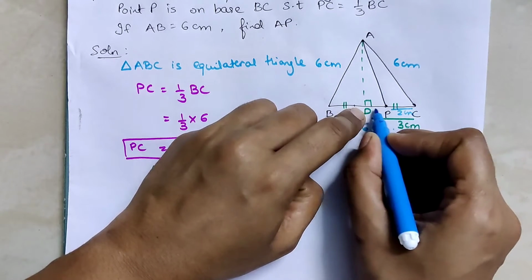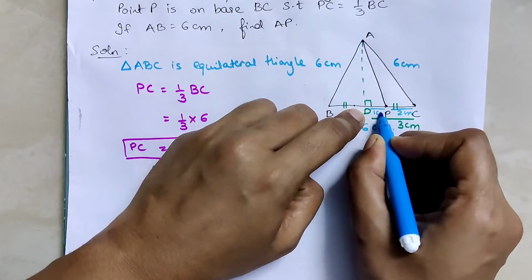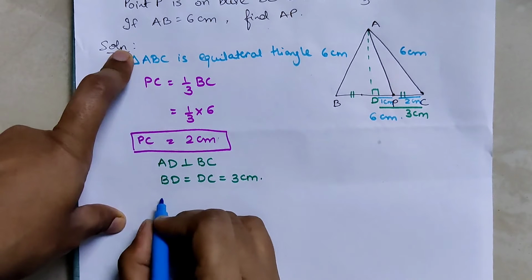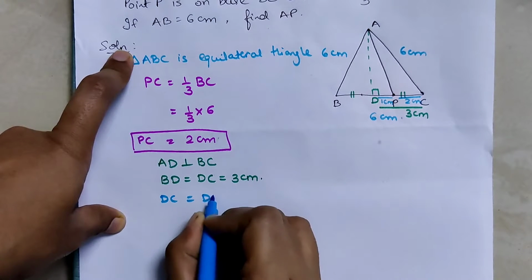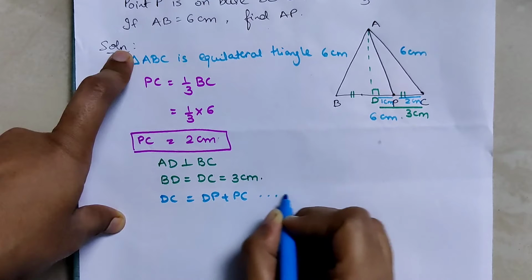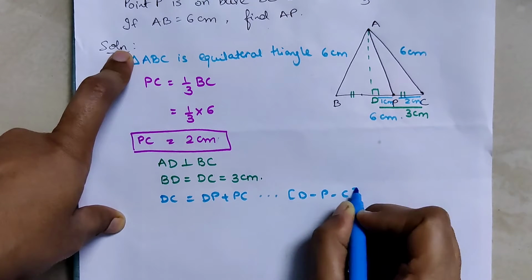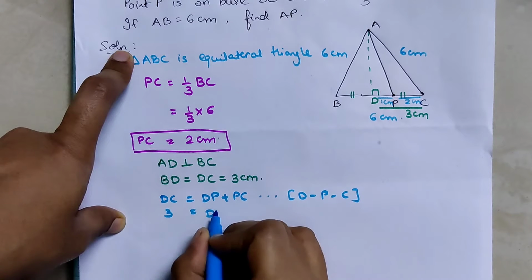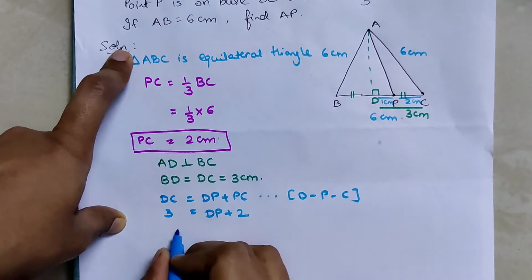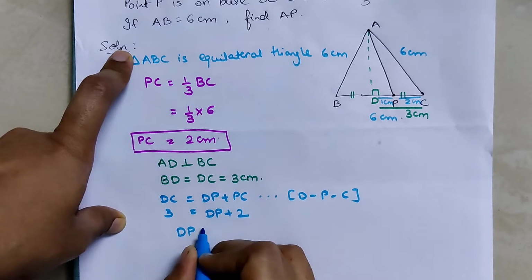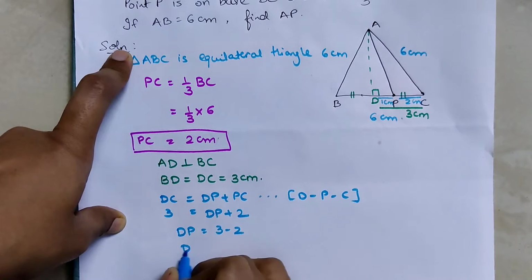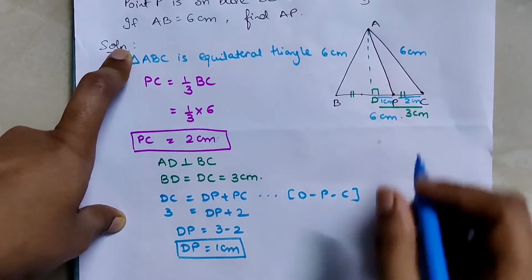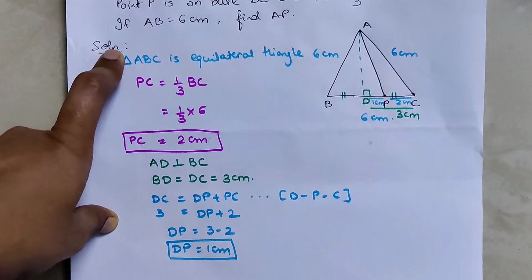तो बचा हुआ DP कितना हमारा होगा? Yes, it will be 1 centimeter. So we have to show this working over here. We are going to do it as DC is equal to DP plus PC. DC is 3 centimeter, just now we have found. We have to find DP, and PC we got as 2. Substitute. Take this 2 on the other side. So 3 minus 2, DP will be 1 centimeter. So we got DP as 1 centimeter, children.